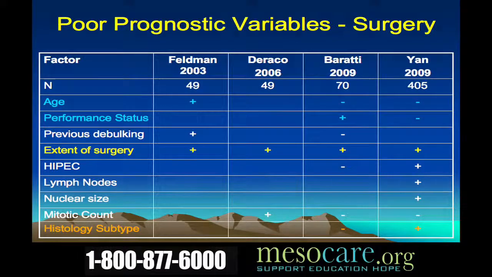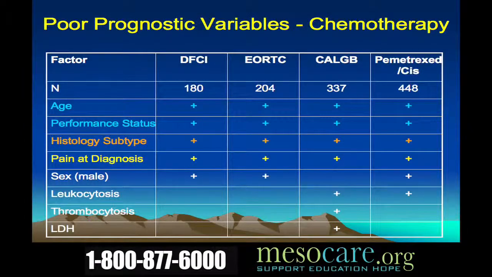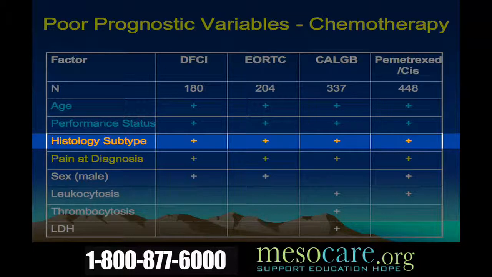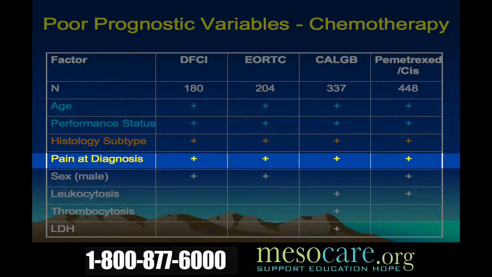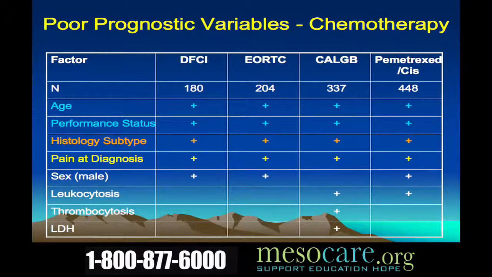The histology subtype is common for surgical prognosis factors and for chemotherapy prognosis factors. Age and performance status are universal. You take any tumor, any younger person with a better performance status is going to do better. So this is non-specific to mesothelioma. Histology subtype, however, crossed all the different groups that looked at potential prognosis, and then pain and diagnosis was also in all those chemotherapy studies, not in the surgical study. And then there's a bunch of other potential prognostic factors, but we don't really know which one we need to use to classify patients for outcome.